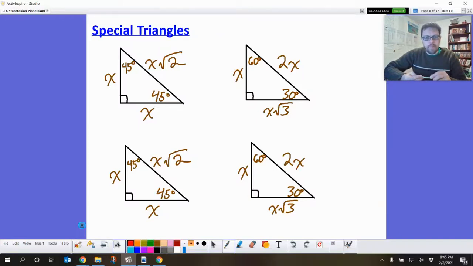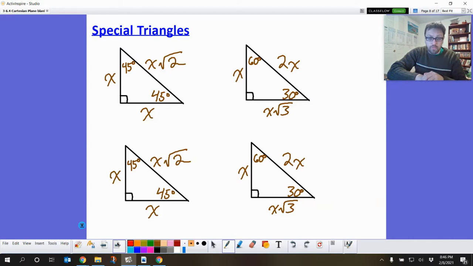Now I want to do something with my special triangles, and it's going to seem a little goofy at first, but I'm mostly just trying to prep for something that's coming next chapter. These are the ratios that we have for 30, 60, 90 and 45, 45, 90s. And we've got x's where that lets us be bigger or smaller.